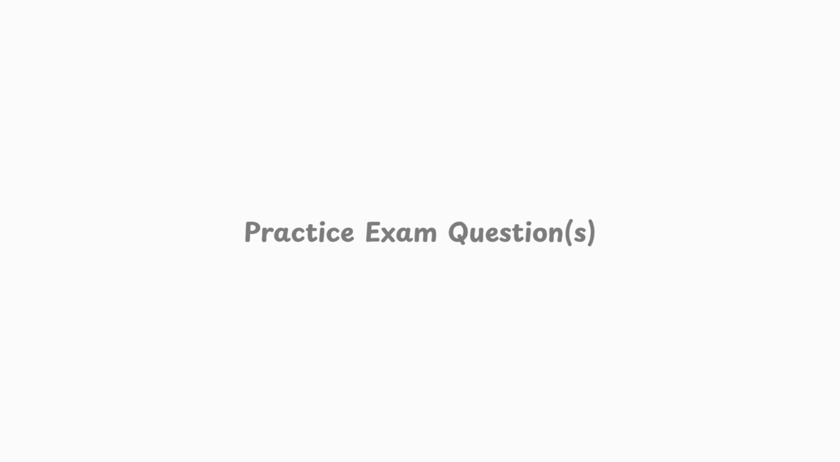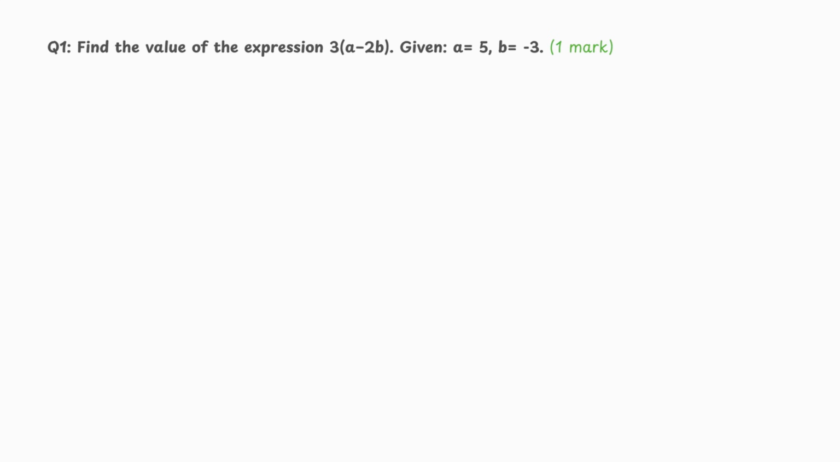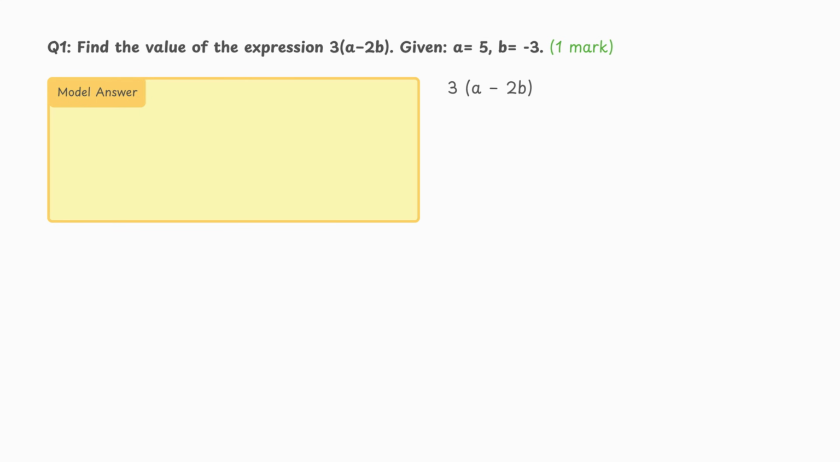You can pause the video and try it yourself. Find the value of the expression 3 open bracket A minus 2B close bracket, given that A equals 5 and B equals -3. Whenever you see a substitution question, the first step is to replace each letter with its given value. We know that A equals 5, so we replace A with 5. We also know that B equals -3, so we replace B with -3. This gives us 3 open bracket 5 minus 2 multiplied by -3 close bracket.